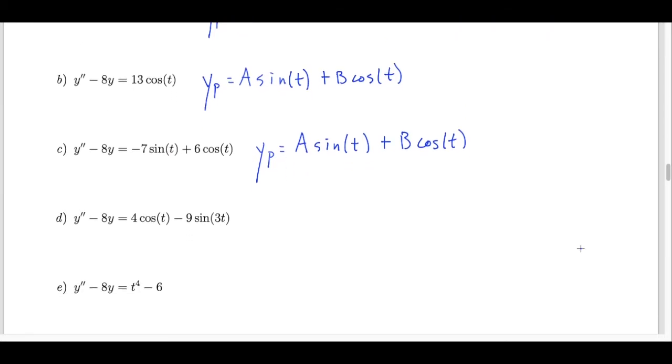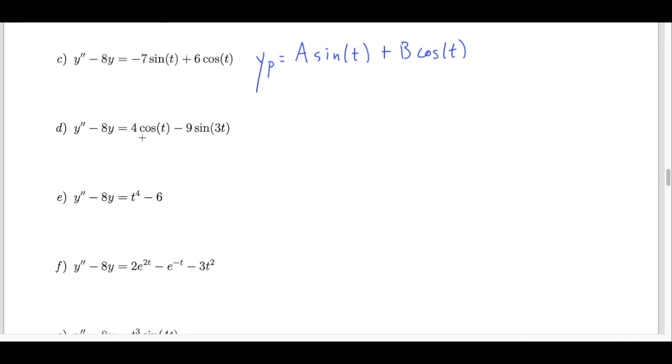Scroll down a little bit. In part D, I once again have a cosine of t, and then I have a second trig term. This time it's sine of 3t. On the one hand, while these are both trig functions and we may feel that there's some similarity between them, in this context we're going to treat these as distinct functions.